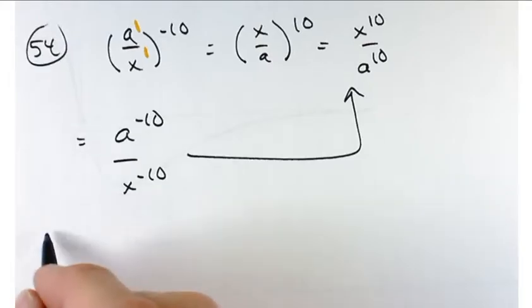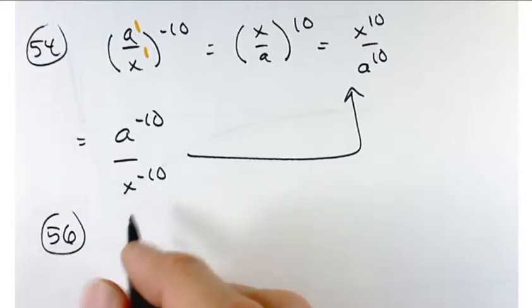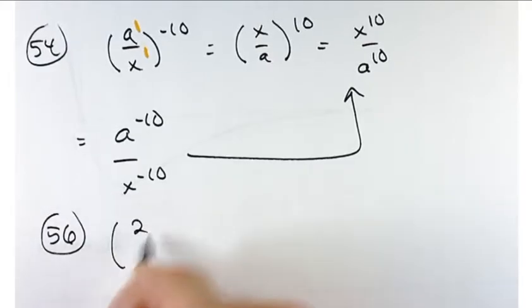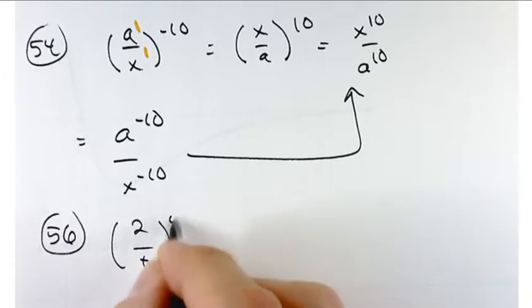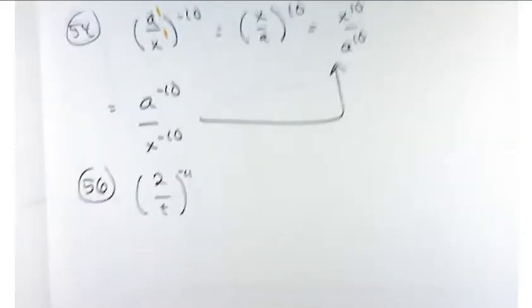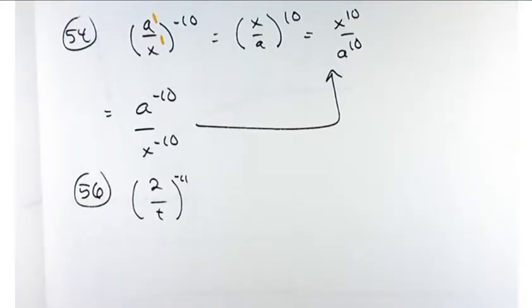Now, like the last trick, I'm going to give you a chance to use this one. So 2 over t to the negative 4th. See if you can simplify that one much the same way that we did problem 54. Write your final answer with positive exponents. Yes, negative 4.